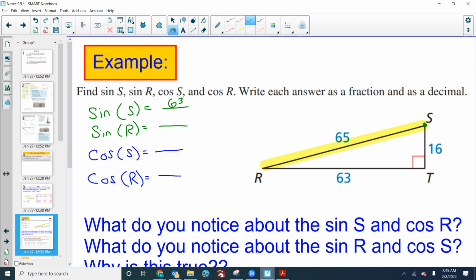63 over 65. While we're at it, let's type it in our calculator. We'll just type in 63 over 65. It's going to be really close to 1, maybe 0.98. I don't know. 60 is pretty much 65. Yeah, 0.969.